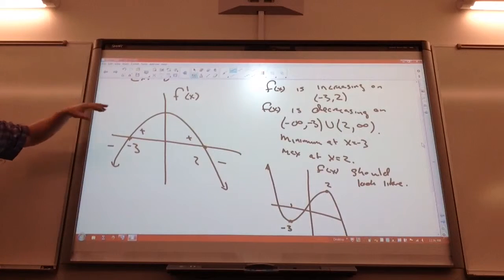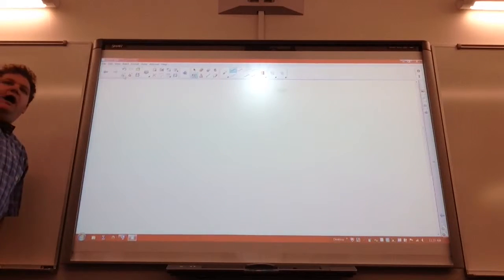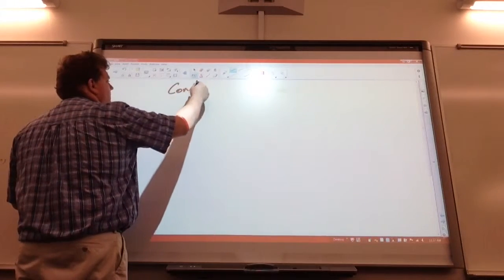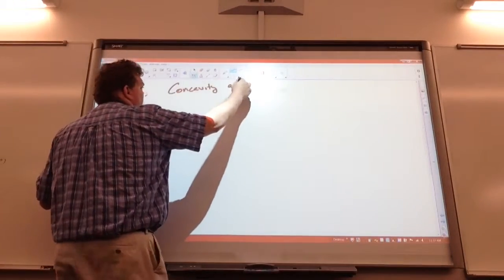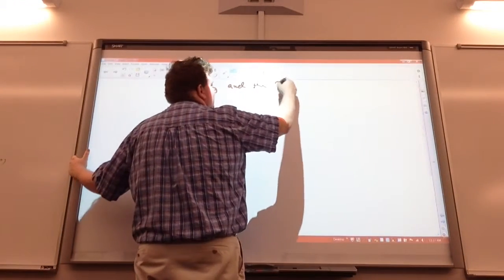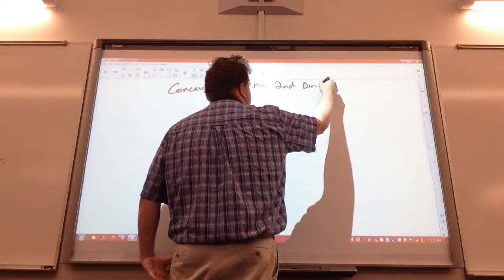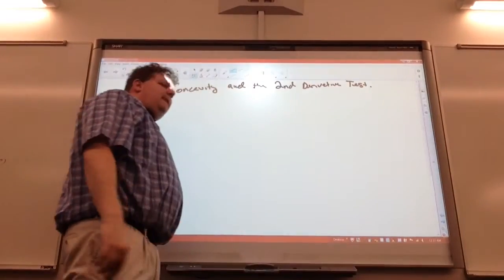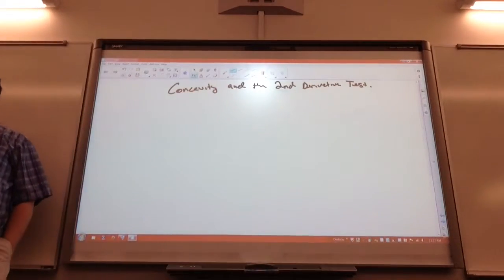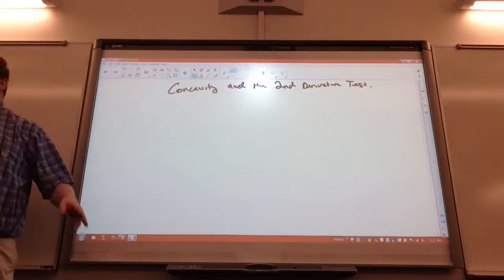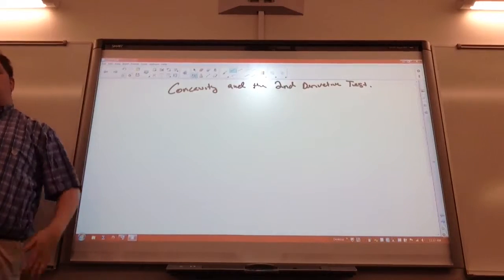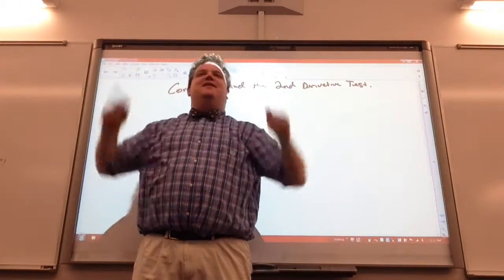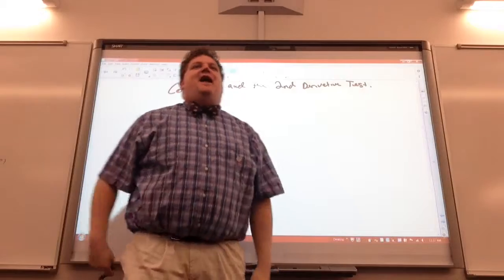The next thing we're going to look at is something called concavity and the second derivative test. So, concavity is the whole notion of whether the function opens upward or downward. Basically, concave up, concave down, if you think of it that way.